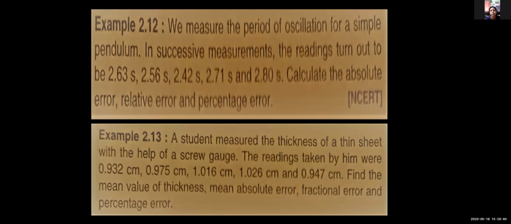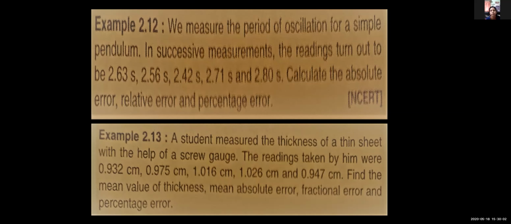You have to calculate the absolute error, relative error, and percentage error. So absolute error is the difference between true value and measured value. So first find the true value. How to find true value? True value will be the arithmetic mean of the measured values.